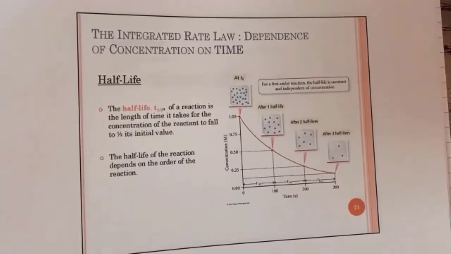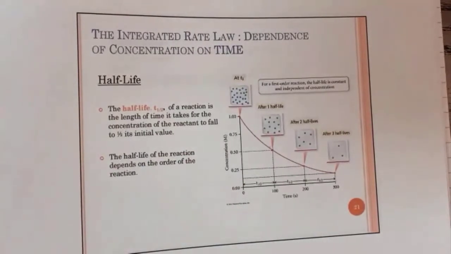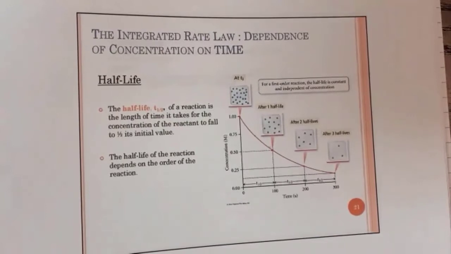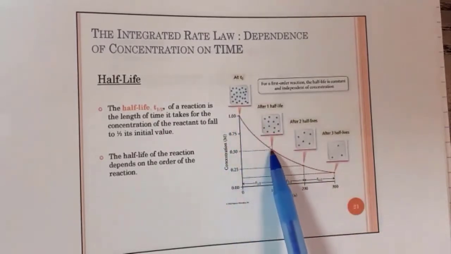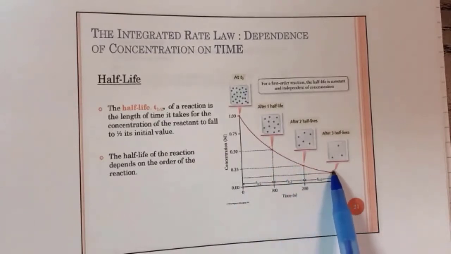The half-life of a reaction, the symbol is t half. It basically tells us how long it takes for the concentration of the reactant to go to 50% of its initial value, half of its initial. So in this case, if you start at 1, after 1 half-life it's going to be at 0.5. Then after the second half-life it's going to be 0.25, and then half of 0.25.